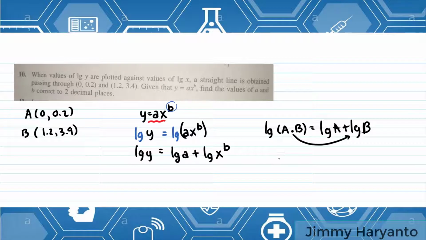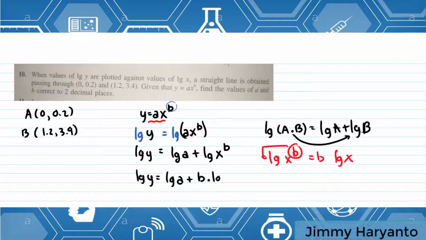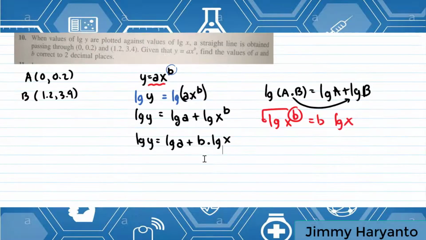Next, we have to use the properties of powers in logarithm. The power will go in front of lgx. So this will be lgy equals lga plus b times lgx. So when lgy is plotted against lgx, we already have lgy and lgx, and we can say this is y equals mx plus c.